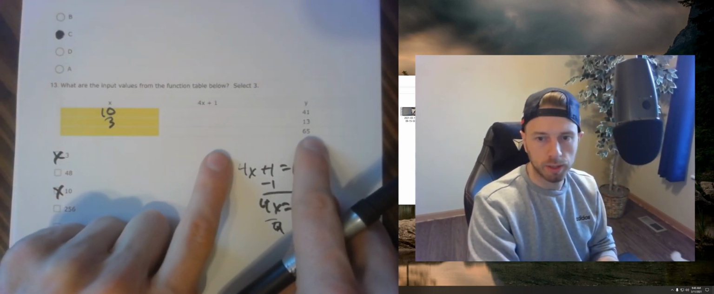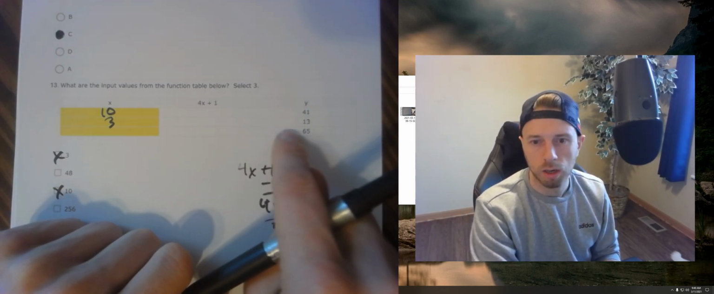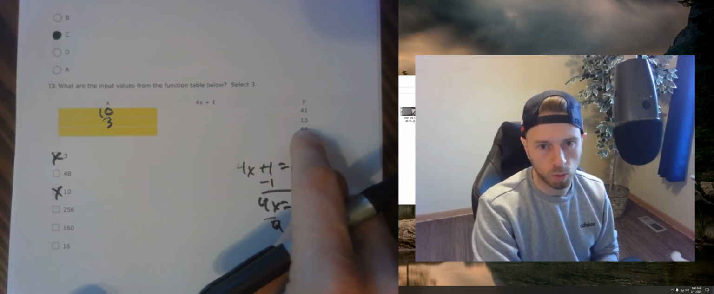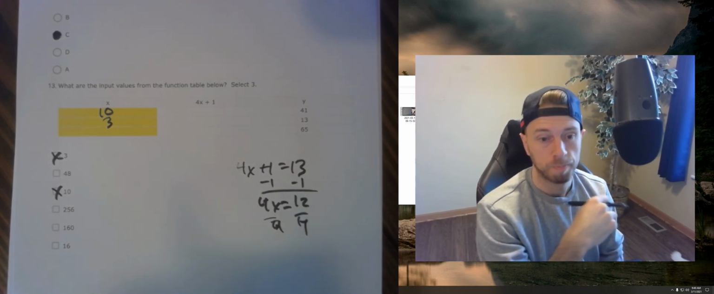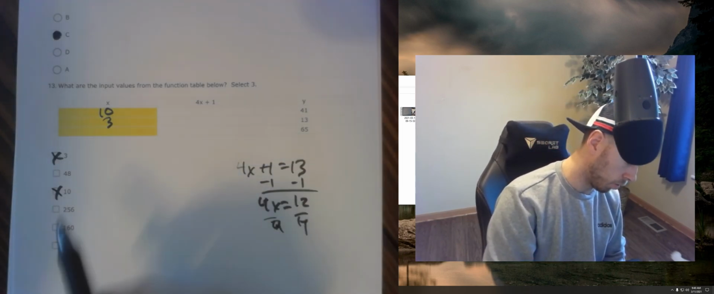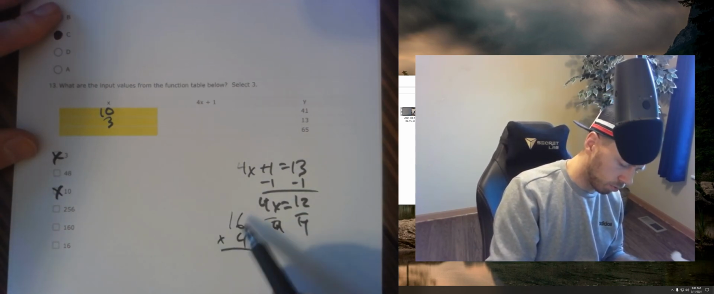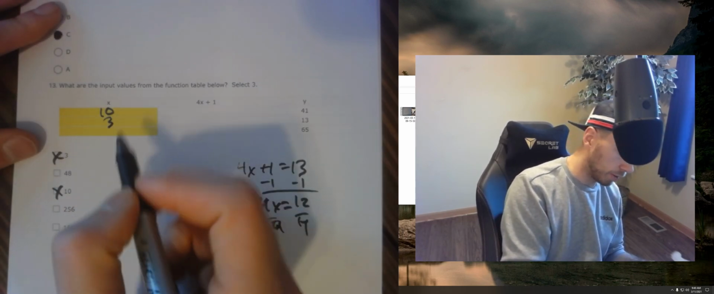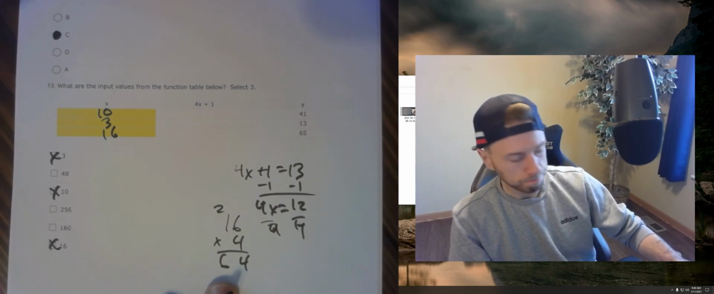And then on this one here, to get 65, I've got to multiply something times 4 and then add 1 to get 65. So the adding 1 would mean I would be at 64. So 4 times what would give me 64 is the question. The only one that makes sense here is 16. If I do 16 times 4, does that give me 64? Yeah, that gives me 64. Plus 1 would be 65. So that would be 16 on this one. So there's your answer for number 13.